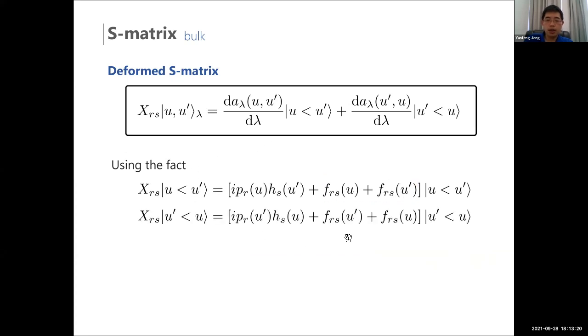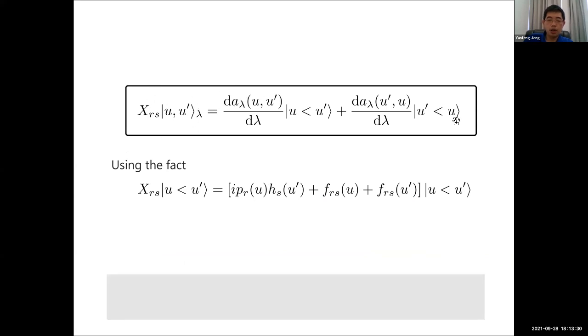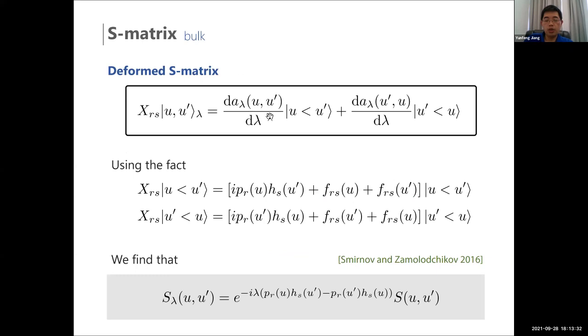So that's our result. We act this on two ordered states, and we get this. Plugging this back here and comparing the two sides, we obtain a solution. We can obtain an equation for lambda, and we can solve it easily. And this gives us the deformed S matrix.